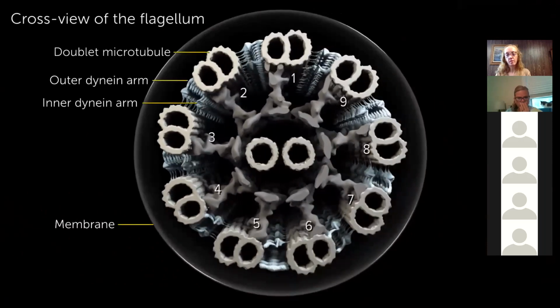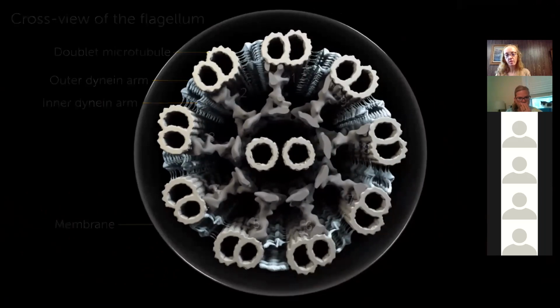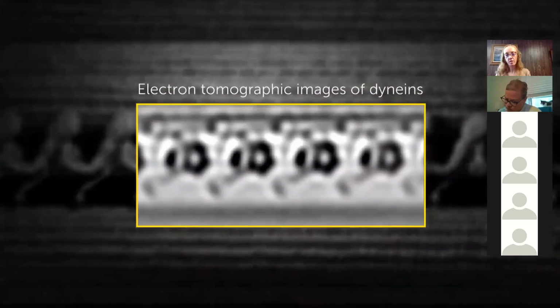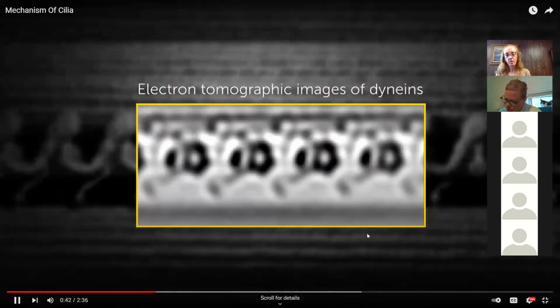Thousands of motor proteins, called dyneins, are arranged regularly along the microtubule scaffold. Through classification, we identified several different functional states of the dyneins as they step along the microtubules.